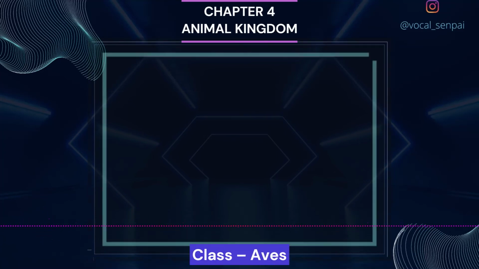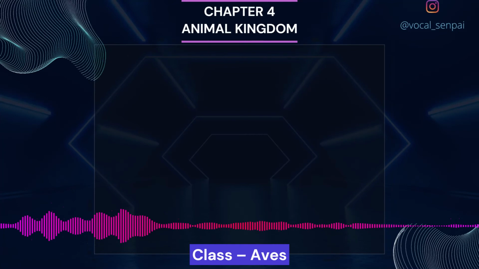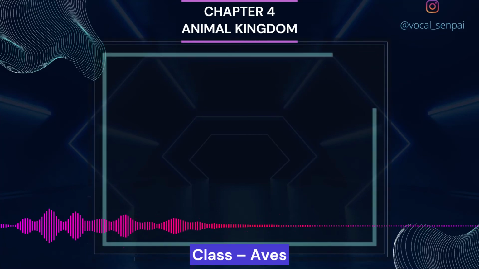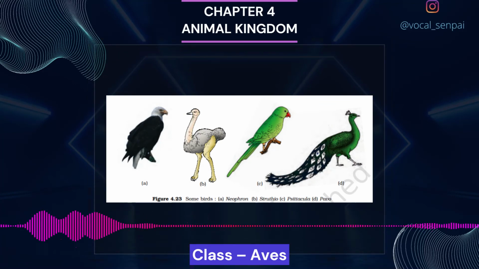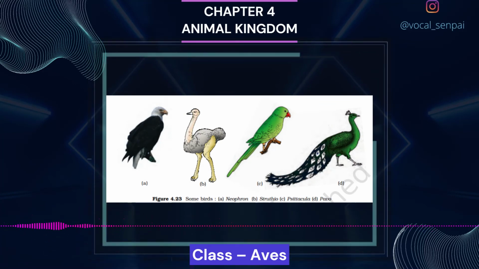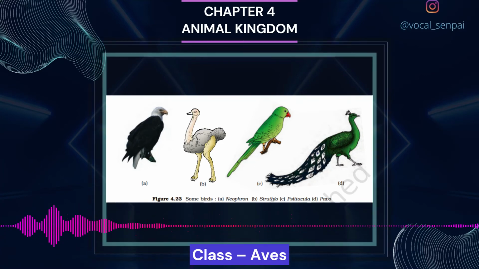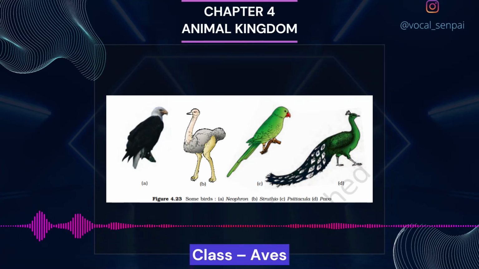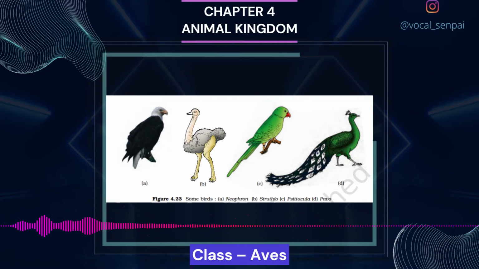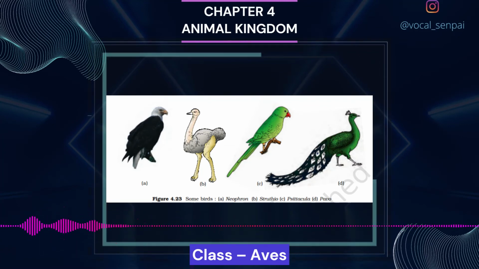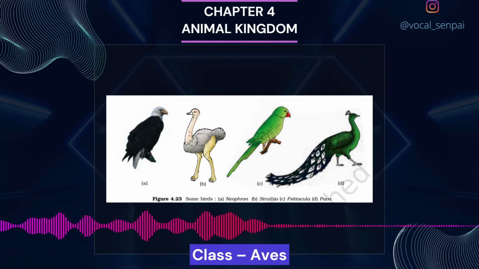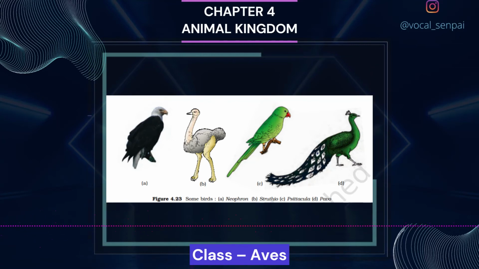Class Aves. The characteristic features of Aves, birds, are the presence of feathers, and most of them can fly except flightless birds, example, ostrich. They possess beak, figure 4.23. The forelimbs are modified into wings. The hind limbs generally have scales and are modified for walking, swimming or clasping the tree branches. Skin is dry without glands except the oil gland at the base of the tail. Endoskeleton is fully ossified, bony, and the long bones are hollow with air cavities, pneumatic.